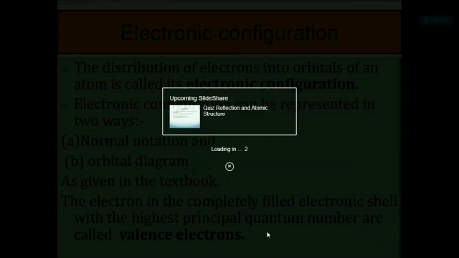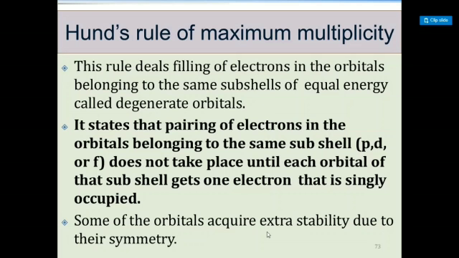The electrons in the outermost shell, the one with the highest principal quantum number, are called valence electrons. So this is all for the first, second chapter. I hope you read these things from the NCERT book and watch this video. It will help you to understand atomic structure.